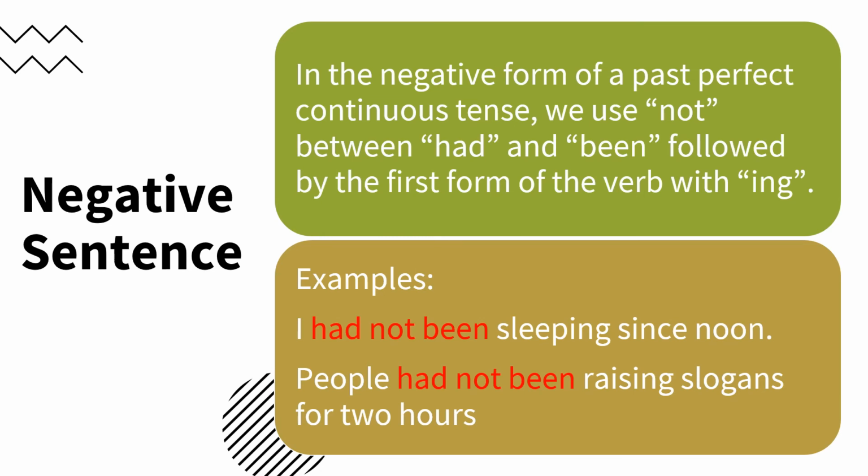Negative sentences. In the negative form of past perfect continuous tense, we use not between had and been followed by the first form of verb with ing. For example, I had not been sleeping since noon. People had not been raising slogans for 2 hours.